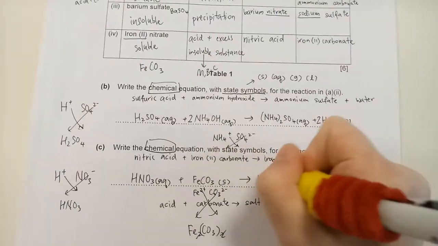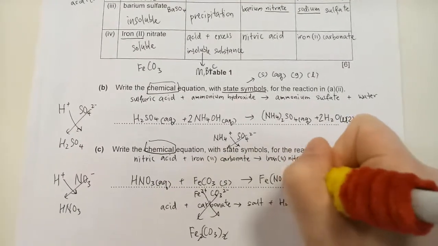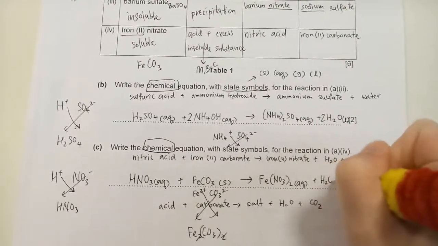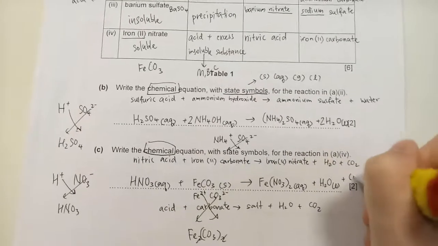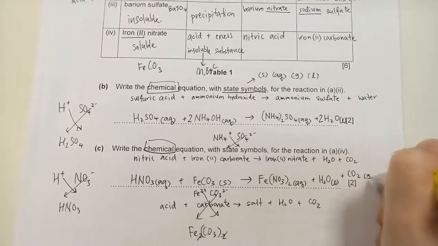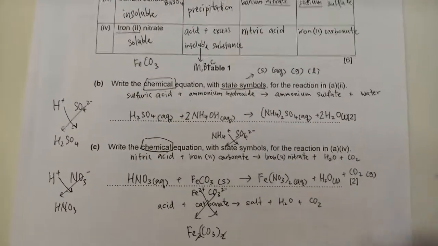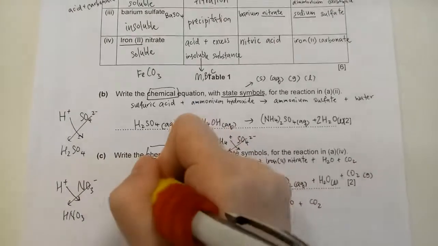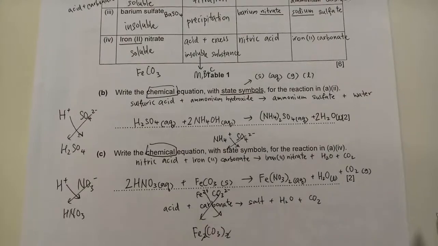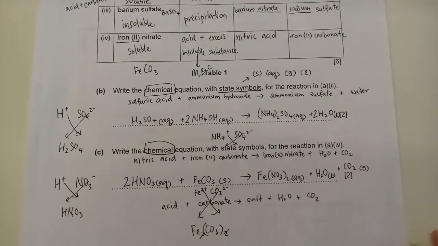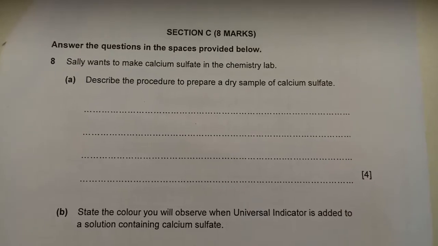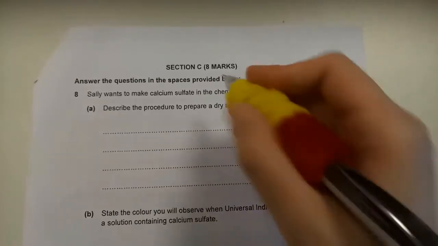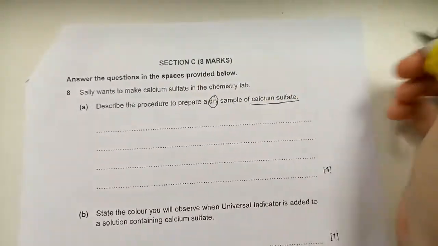Okay, gives me iron 2 nitrate plus water, liquid, plus carbon dioxide, gas. Similarly, I must balance out the equation. There's 2 nitrate ions here, so I put a 2 here. My equation is balanced. Okay, done. Describe the procedure to prepare a dry sample of calcium sulfate. Dry sample of calcium sulfate. Okay?